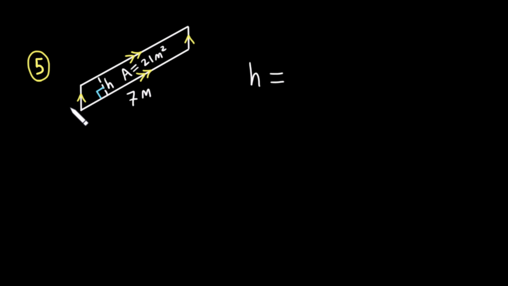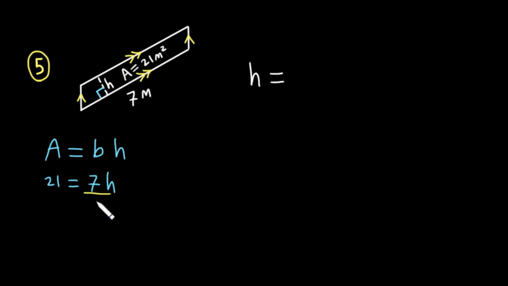The fifth example: we have a parallelogram. Here we are given the area, which is 21 square meters, and the base, which is 7 meters. We want to find the height. As we know, the area A equals base multiplied by height. I don't want to write the multiplication sign here, because it's easy to find h. Now let's substitute A with 21, because we know the area is 21, and B, which is 7, and we don't know h.